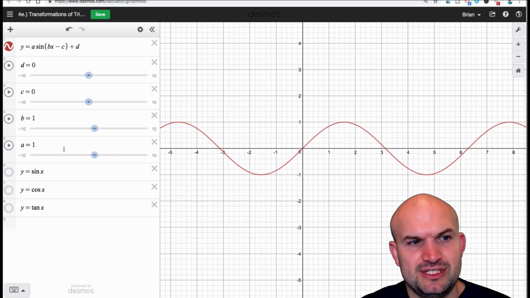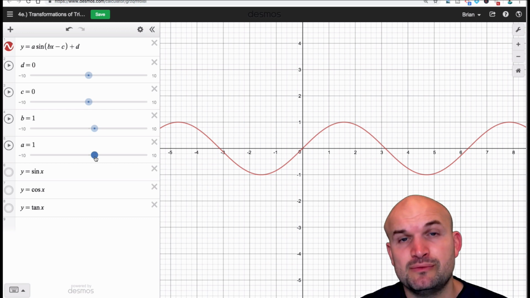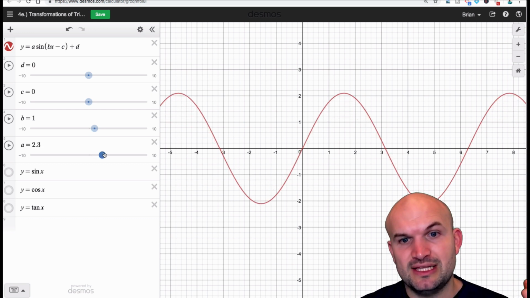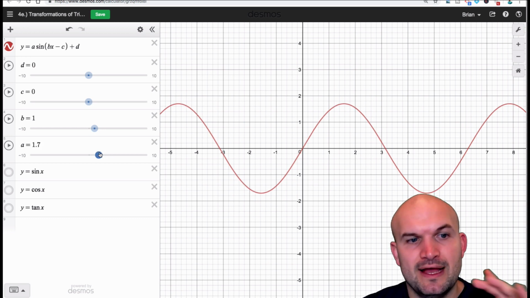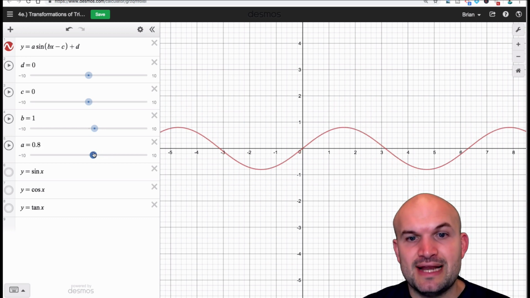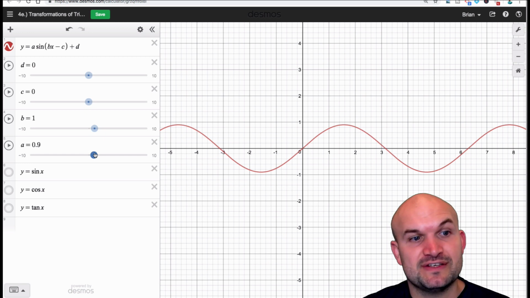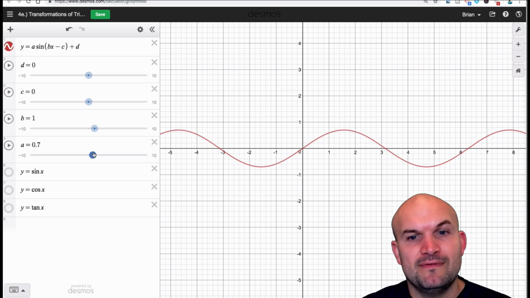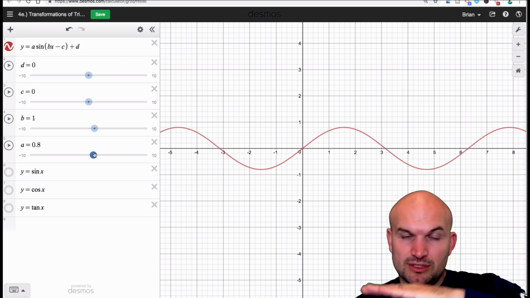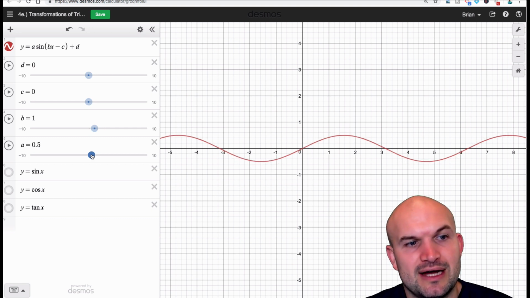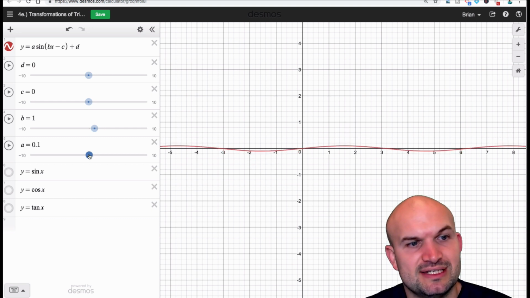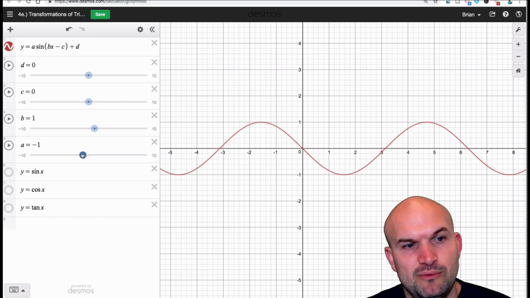But what I want to do is look at how a changes. As a gets larger, we know that's going to be a vertical stretch, and you can see that's exactly what's happening. The graph is not moving, it's just being stretched. Remember, if it's between 0 and 1, that's the same thing as a vertical compression. Obviously it can't be 0, or we won't have a function, but once it gets down to negative, you can see that this is actually reflecting.